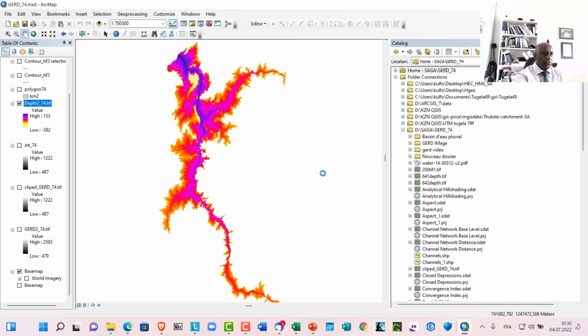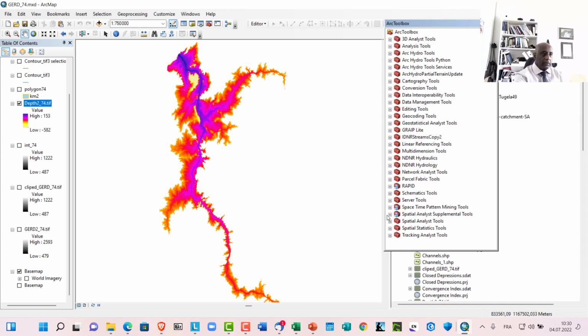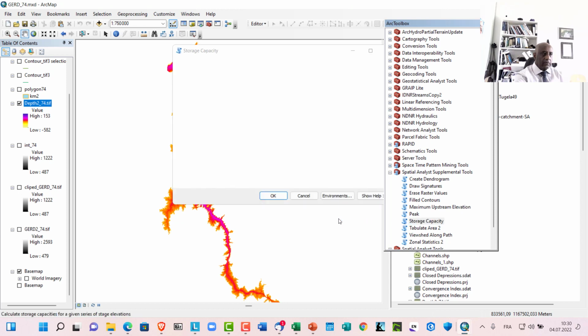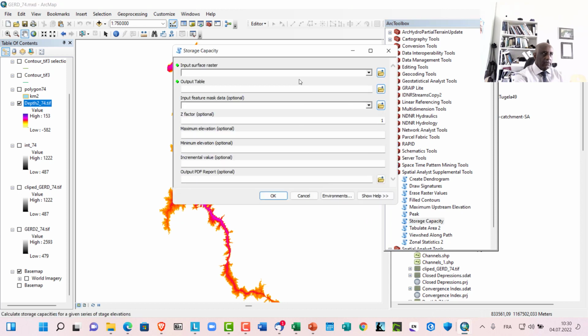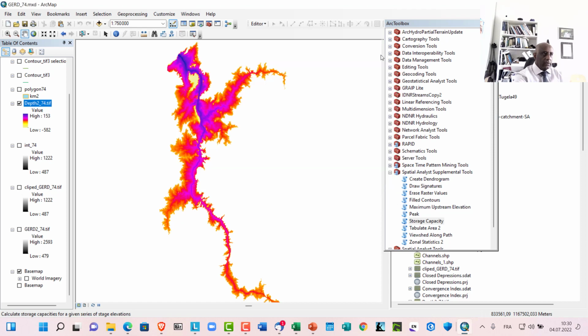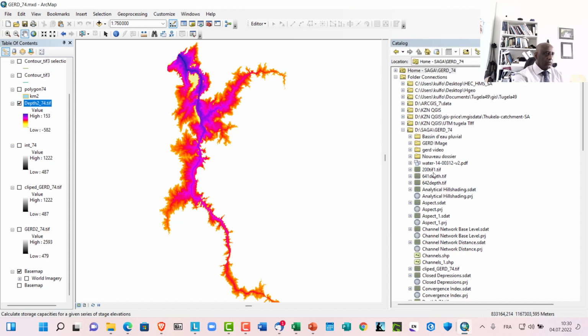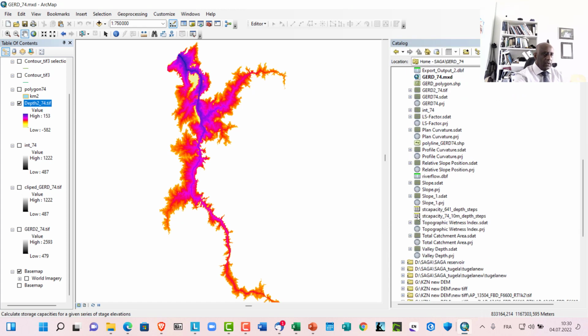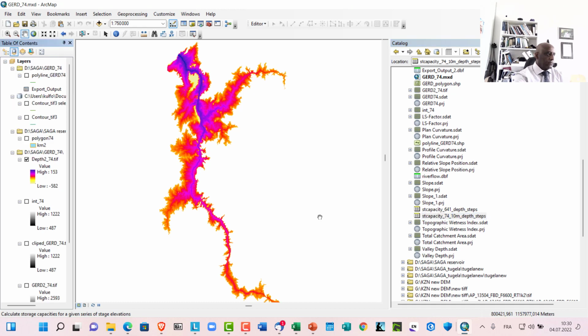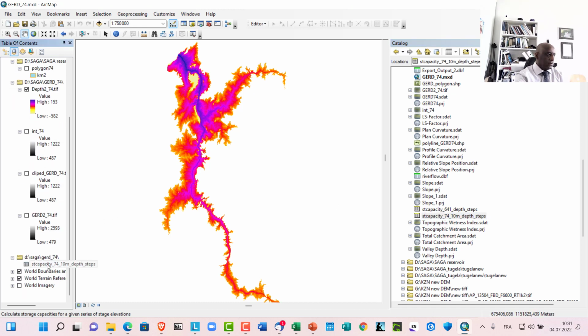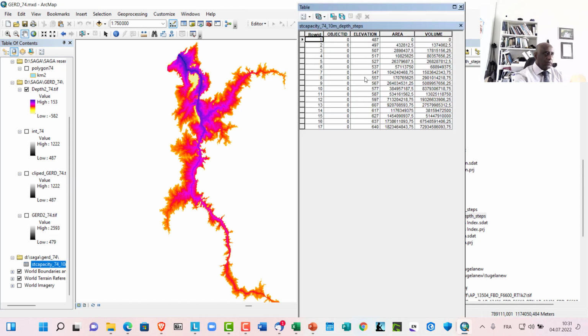You go there and you will find a storage capacity plugin under the spatial analysis. You click this one, you put in the DEM, the files you need, the inputs that it requests, then you simply fill those in and calculate. In my case, I can show you the calculation I did, using that plugin.